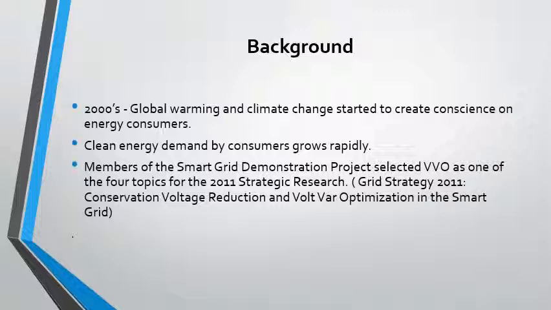Now we will be looking at the background of VVO. In the early 2000s, global warming became an important subject, making consumers more aware of their carbon footprint, creating a higher demand for clean energy. Consumers started to get involved, and to offset these carbon footprints, many people started to install solar panels in their houses. The distributed generation created voltage instability, which VVO can fix.